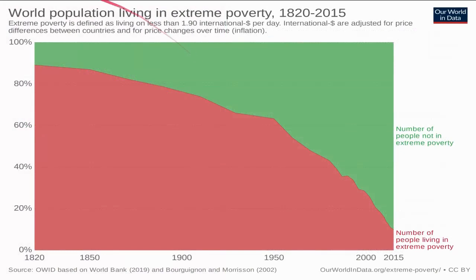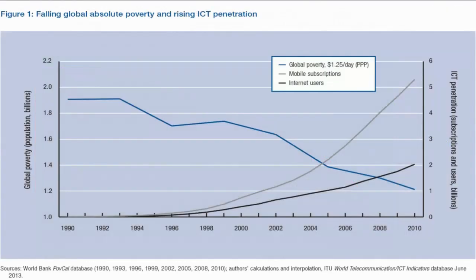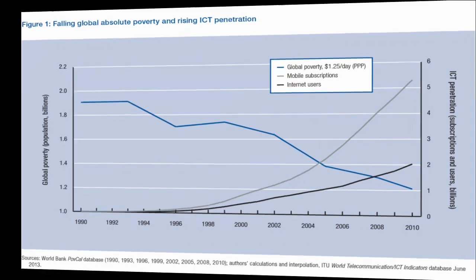And we can see that here by this pretty interesting and important graph. World population living in extreme poverty from 1820 to 2015, we have the least amount of people, at least percentage-wise, living in extreme poverty. And this gets coupled, and I posit that this is one of the driving factors, which is this ICT here. As ICT penetration goes up, the global absolute poverty has been falling.